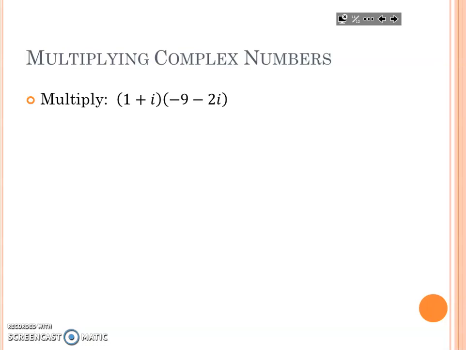Okay, so let's talk about multiplying complex numbers now. Again, remember I told you to treat the i's just like variables, which means I need to FOIL this. I cannot add 1 and i together. They're not like terms. But what I can do is FOIL this. I can take 1 times negative 9 to get negative 9. I can take 1 times negative 2i, which gets me negative 2i. I can take i times negative 9, which gives me negative 9i. And I can take i times negative 2i.